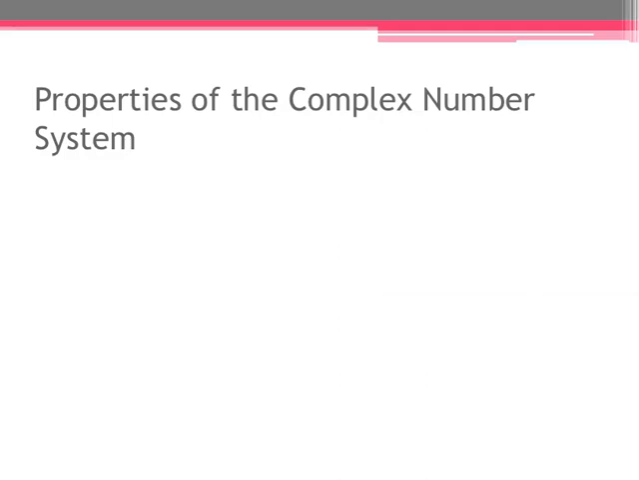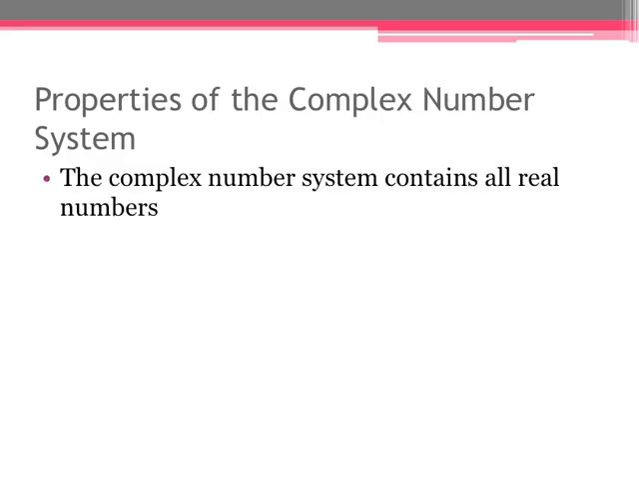Normally when we talk about a number system, a lot of the numbers we've been working with are real numbers. And real numbers are divided between rational and irrational numbers. Complex numbers include all the real numbers, but they also include what we call imaginary numbers. So we are including more possible types of numbers when we're talking about complex numbers. The complex number system contains all real numbers, and in addition to that, we include imaginary numbers.